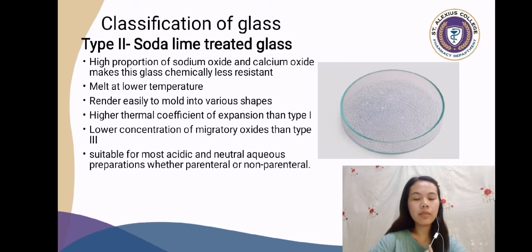It has higher thermal coefficient of expansion than type 1, and it has lower concentration of migratory types than type 3. It is also suitable for most acidic and neutral aqueous preparations, whether parenteral or for non-parenteral use. It is due to its high hydrolytic resistance. Example of a typical type 2 product is a molded glass infusion bottle.